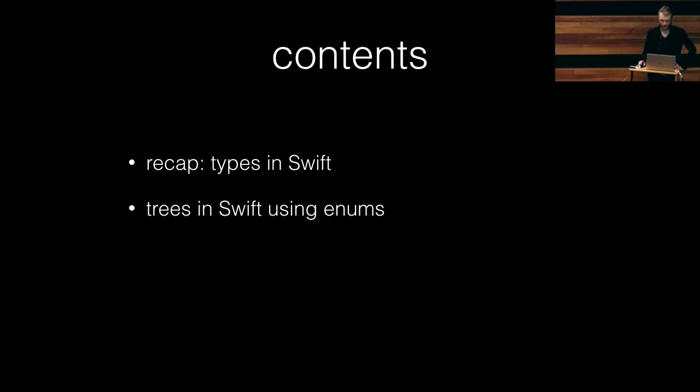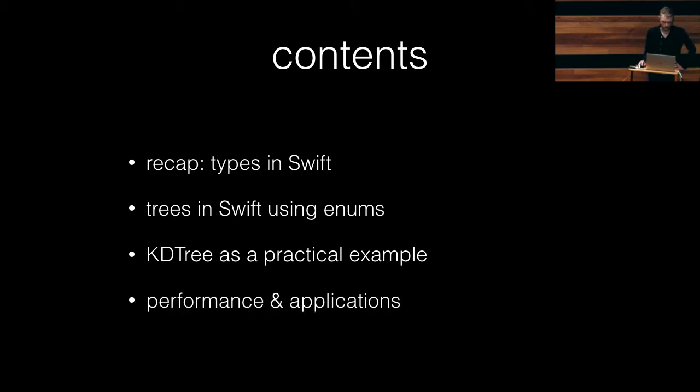To go over the contents of my talk today, I will shortly recap the types that we have available in Swift. I will also look at trees in Swift using enums in general, building a very simple tree using these recursive enums. Afterwards, I will explain this KD tree as a practical example of this. And afterwards, I will show you how performant this is and some pictures of some nice examples. So next up, a recap of types in Swift.